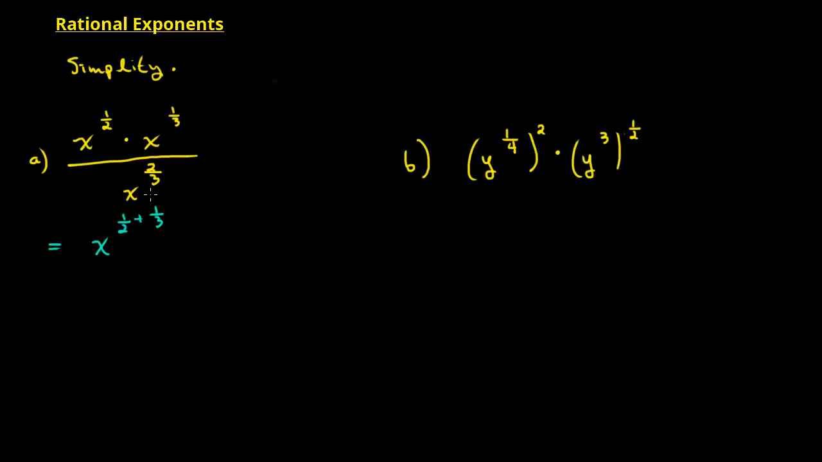And I'm dividing by a power of the same base, so I can subtract that exponent. So I have minus 2/3. Well, this is just equal to x to the 1/2 minus 1/3, because 1/3 minus 2/3 is negative 1/3. So I have x to the 1/2 minus 1/3. Well, I have to find a common denominator, so I can write this as 3/6 minus 1/3 is 2/6. So I have x to the 3/6 minus 2/6. So this is equal to x to the 1/6.